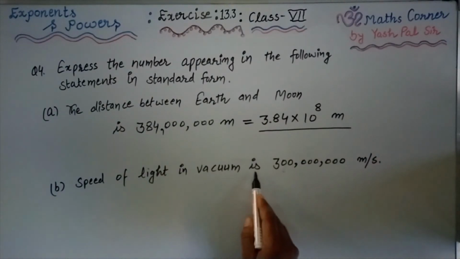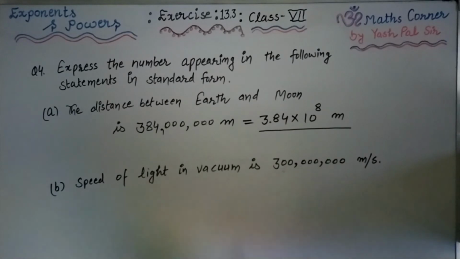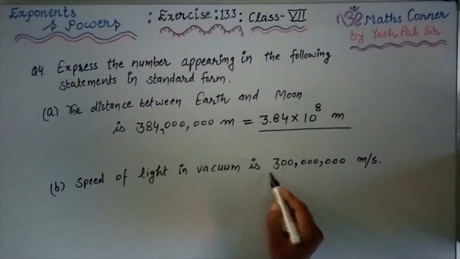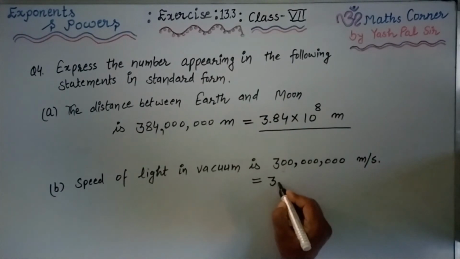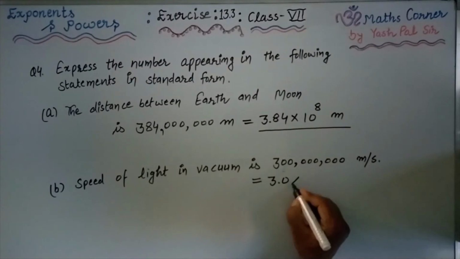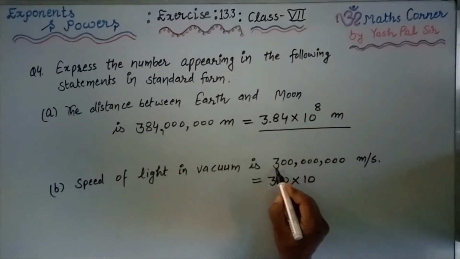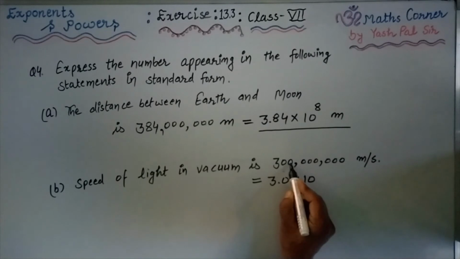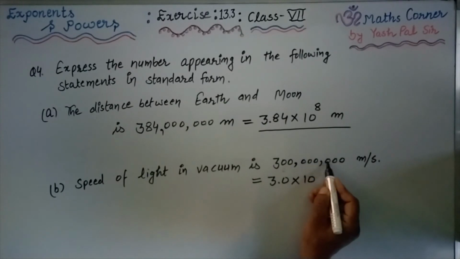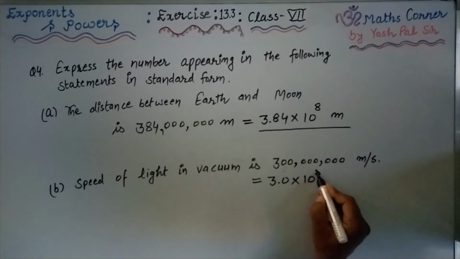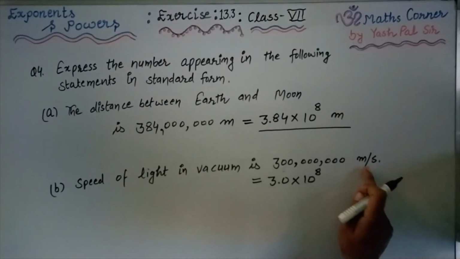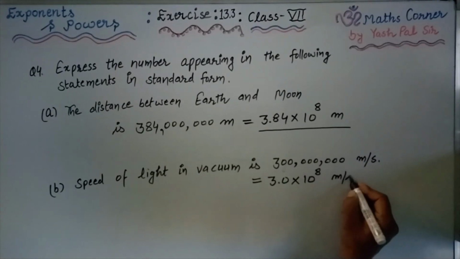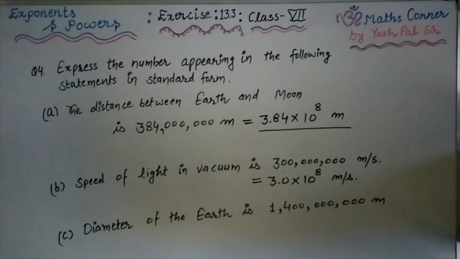Now next statement is B part. Speed of light in vacuum is this large number, meter per second. So we can write this large number in standard form, 3.0 into 10 raised to power. After 3, count the digits, 1, 2, 3, 4, 5, 6, 7, 8. 8 digits are there. So we write 3.0 into 10 raised to power 8. Next is meter per second.